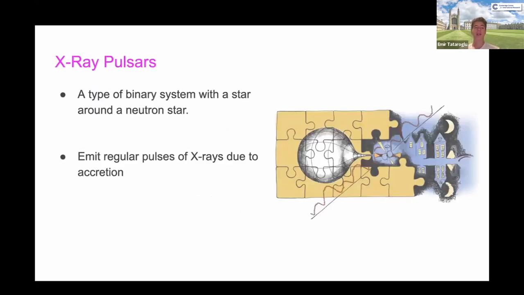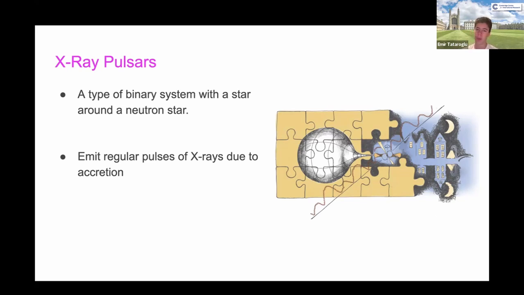So my project is about these things called X-ray pulsars. X-ray pulsars are a binary system, which is where you would have a star and a neutron star. A neutron star is a star that's extremely dense and extremely massive. It's basically one thing short of a black hole. And an X-ray pulsar is a binary system where this companion star, even though it's bigger, is much less massive than the neutron star, and orbits around it.